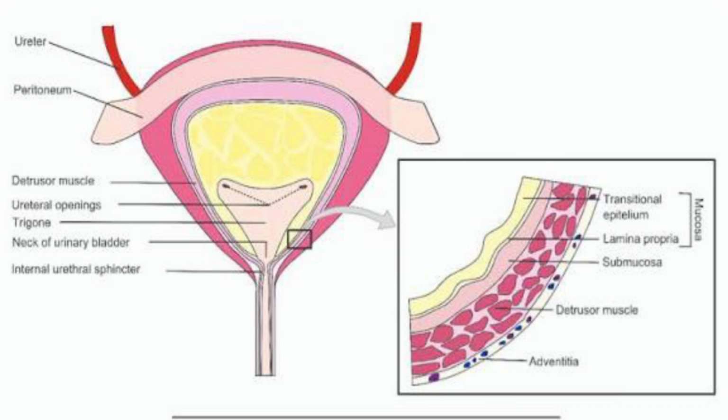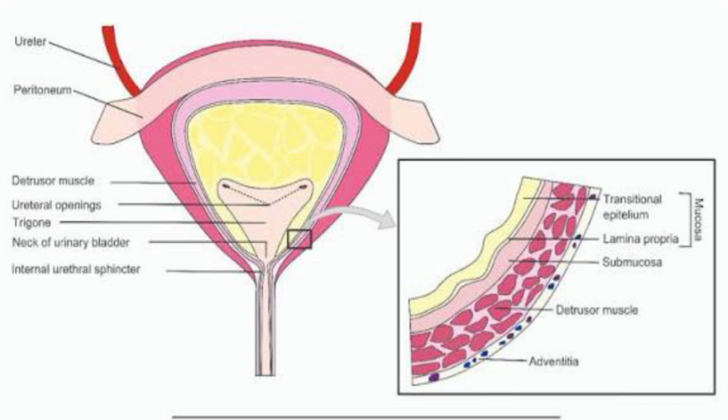So this picture is showing the layers of the bladder wall. As you can see, there is transitional epithelium, then lamina propria, then submucosa, then detrusor muscle, and the last layer is the adventitia. From inside to outside, these layers constitute the bladder wall.